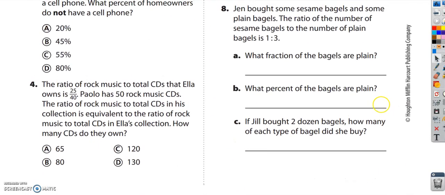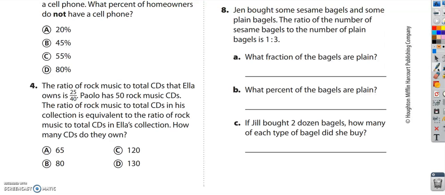This is really just a reading problem. The math isn't too hard. 8 reads, Jen bought some sesame bagels and some plain bagels. The ratio of the number of sesame bagels to the number of plain bagels is 1 to 3. I'm going to put an S here for sesame and a P here for plain. There's 1 sesame for every 3 plains. Question A says, what fraction of the bagels are plain?